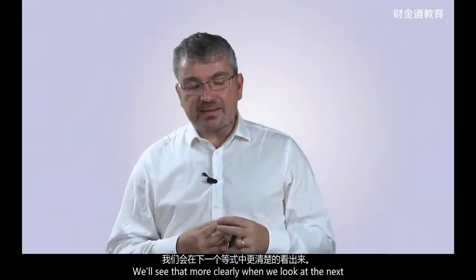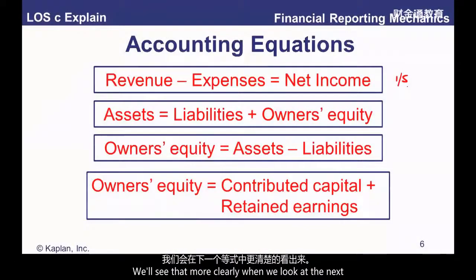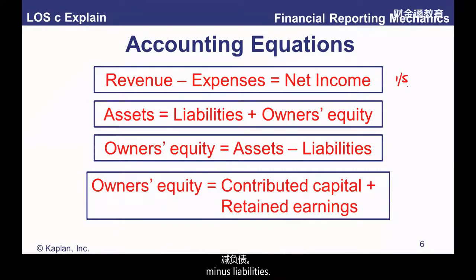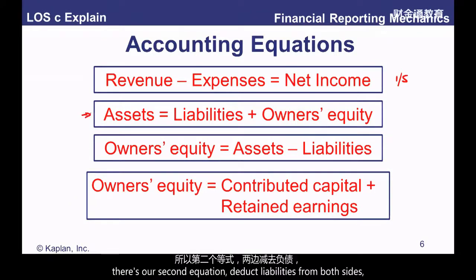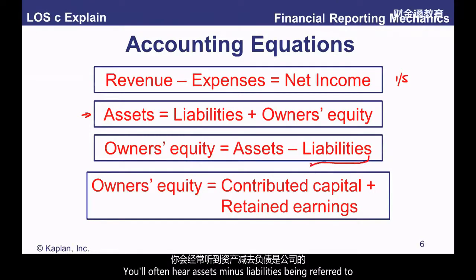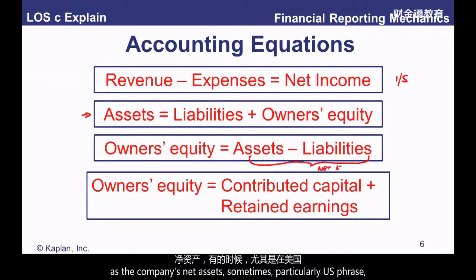And we can see that more clearly when we look at the next equation that says owner's equity equals assets minus liabilities. Now note, all we've done really here is we've subtracted liabilities from both sides of our second equation. So there's our second equation. Deduct liabilities from both sides, and you're left with assets minus liabilities equals owner's equity. You'll often hear assets minus liabilities being referred to as the company's net assets.